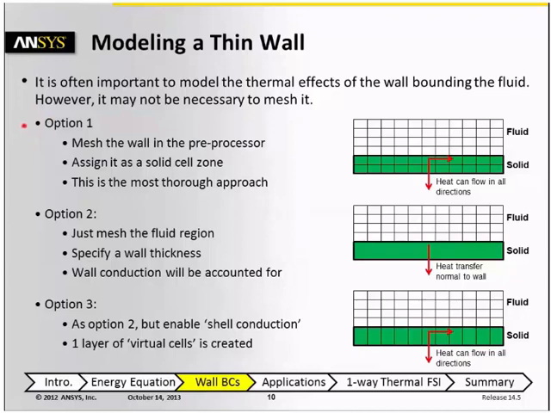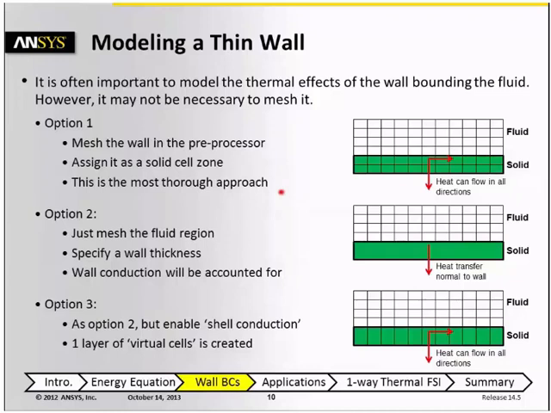The first one is to mesh the wall as a solid zone, so you mesh the wall in the preprocessor and assign it as a solid zone, which you see in the image over here, and then heat can flow in all directions within the solid. So this is the most thorough approach.